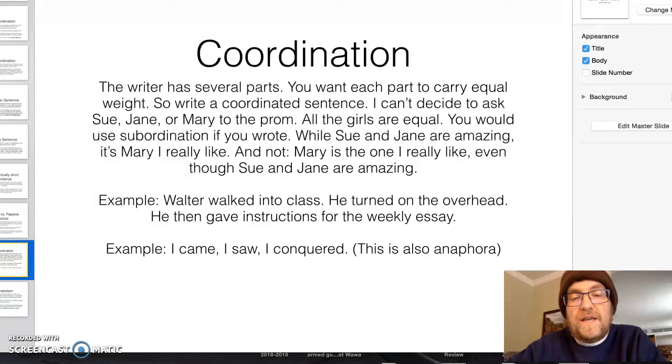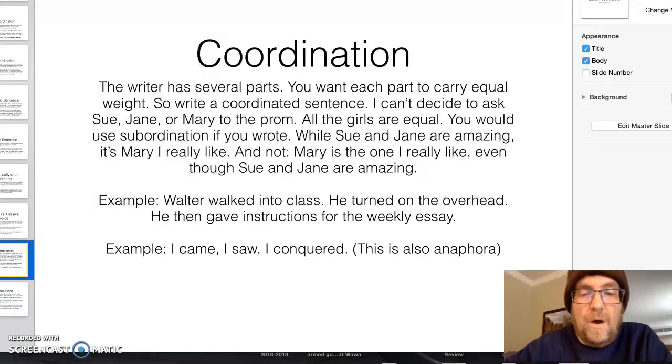You would use subordination if you wrote, while Sue and Jane are amazing, it's Mary I really like. You see the difference? And not, Mary's the one I really like, even though Sue and Jane are amazing. Because then you're emphasizing Sue and Jane, even though Mary's the one you really like. Well, that's true. Put it at the end and use subordination.